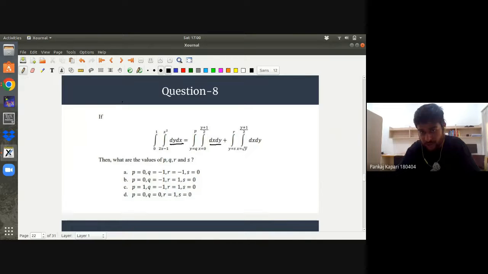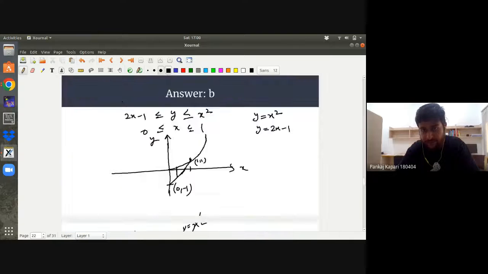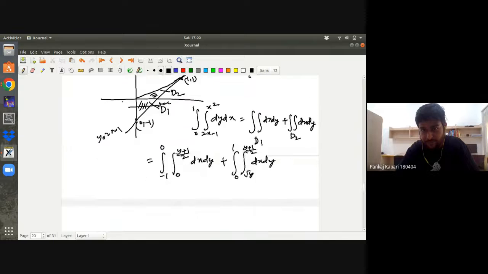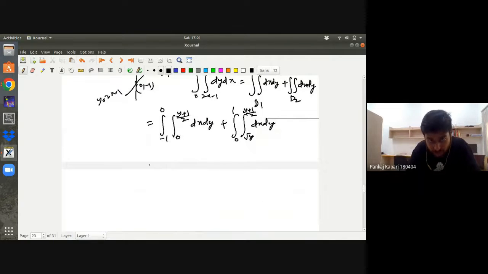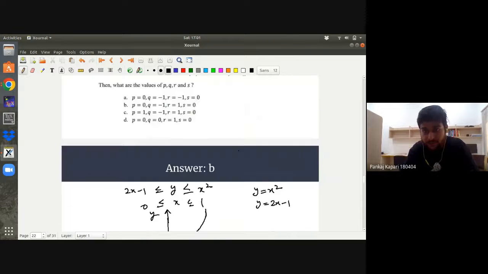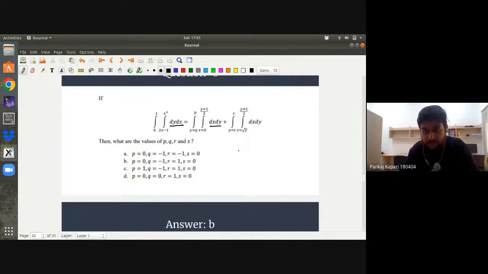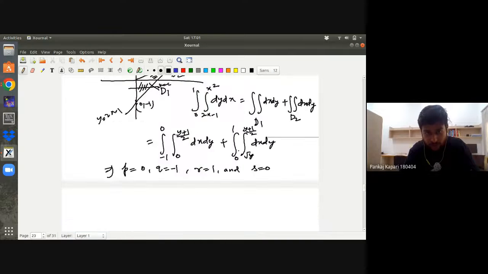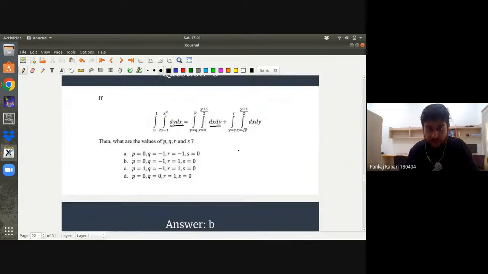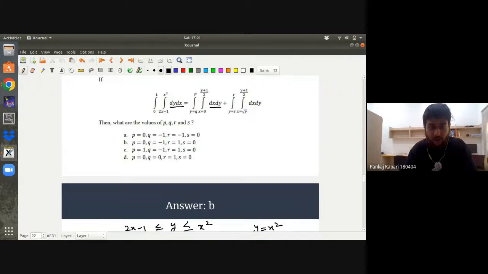Compare these two integrals. When you compare these two integrals, you will get p is equal to 0, q is equal to -1, r is equal to 1, and s is equal to 0. So p is equal to 0, q is equal to -1. So option B is correct.